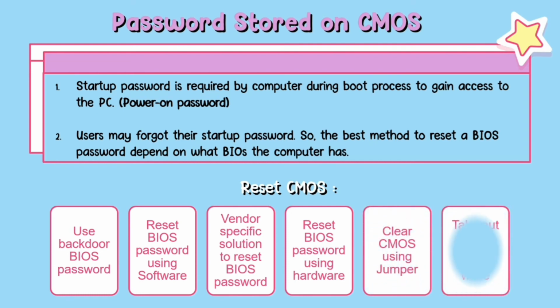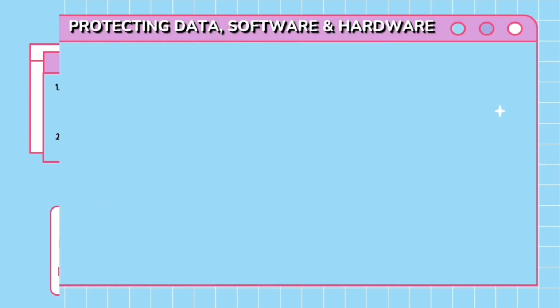Firstly, you can use a backdoor BIOS password, reset the BIOS password using software, use a vendor-specific solution to reset the BIOS password, reset the BIOS password using hardware, clear CMOS using a jumper, and also take out the CMOS battery for a while.